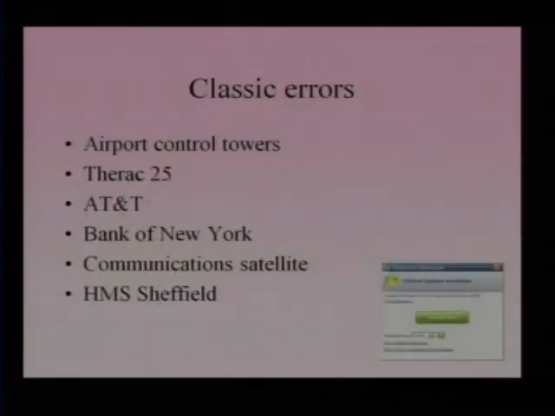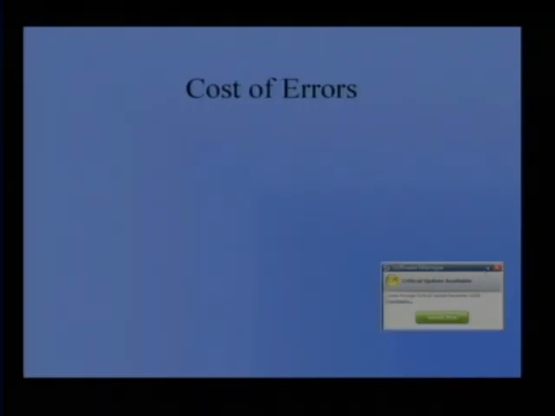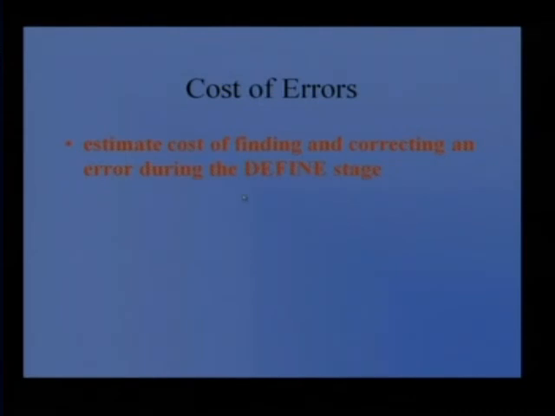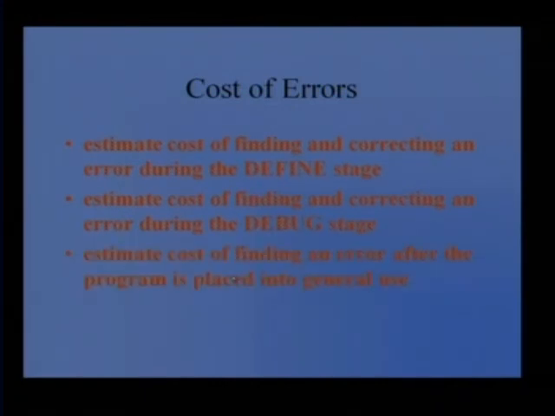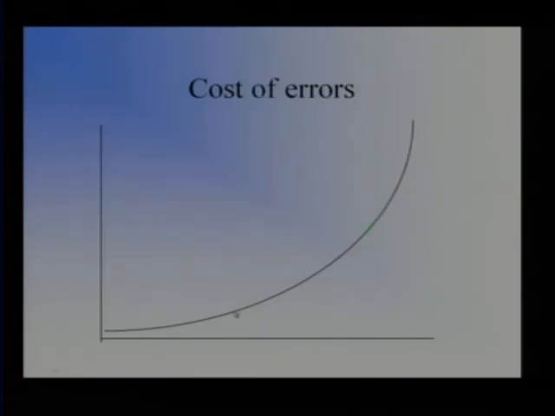So, the cost of errors. If you were to estimate the cost of finding and correcting an error during the first stage of the process, it would not be very great. And then once you find and correct that error during the debug stage, it becomes greater. And after the program is actually in use, we find out that the cost of errors increases exponentially as we go through the processing stage. So you do want to find those errors early in the process.